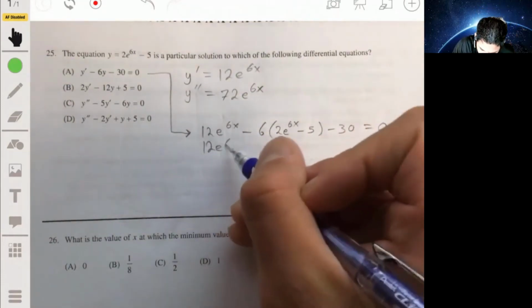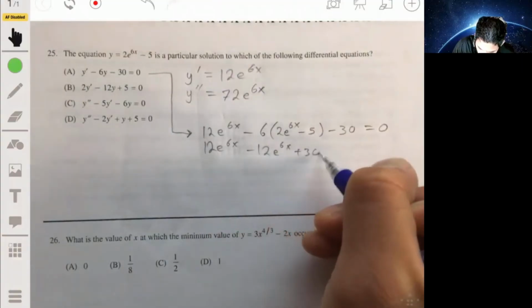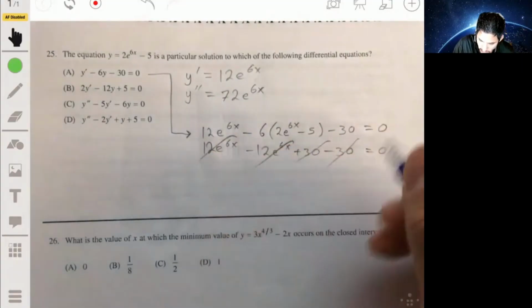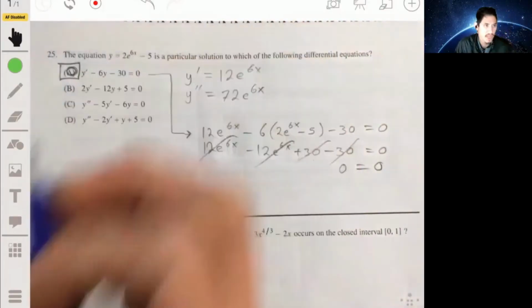So 12e^(6x) minus 12e^(6x) plus 30 minus 30 equals 0. And what do you know? Right away, we get 0 equals 0. So then the answer will be A. So we found it on the first shot.